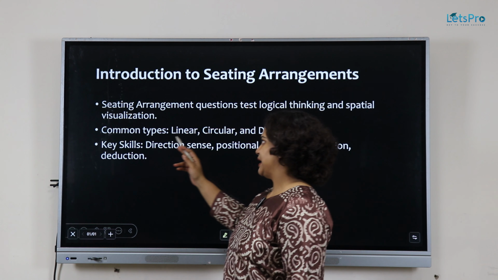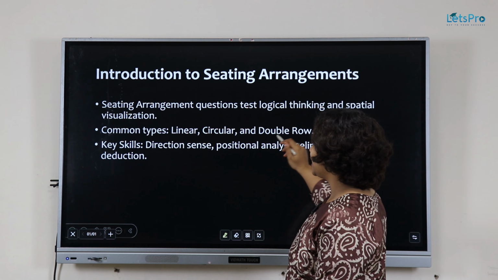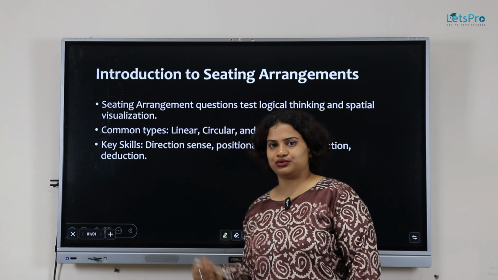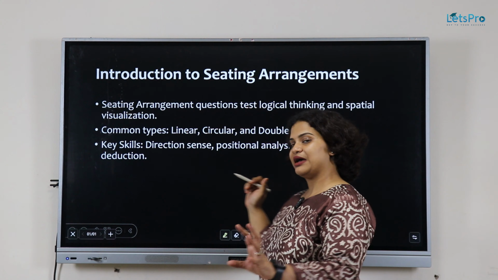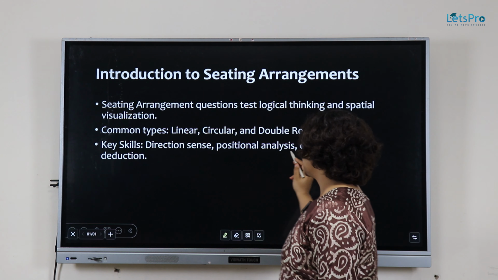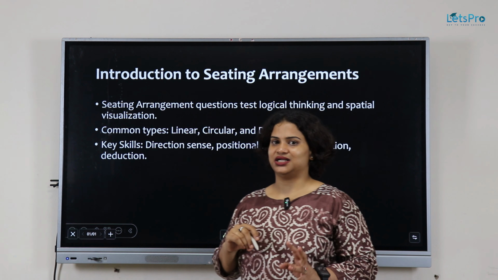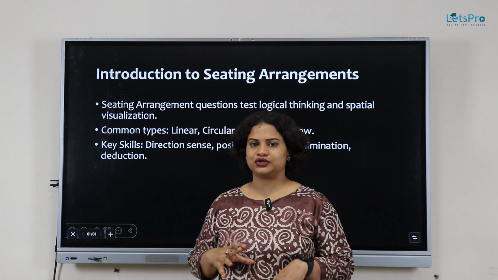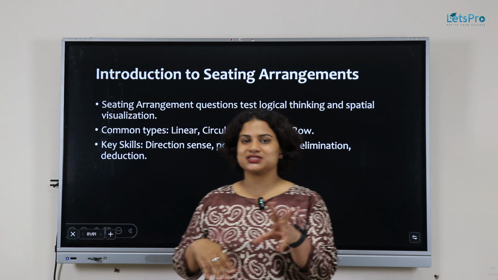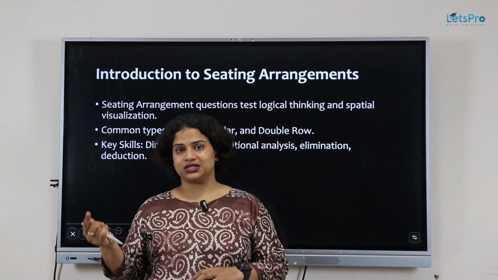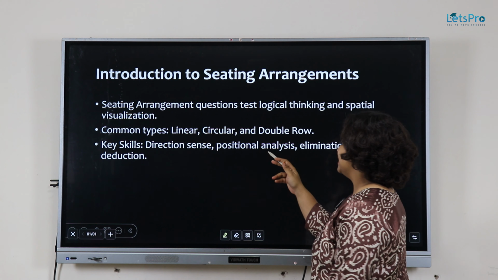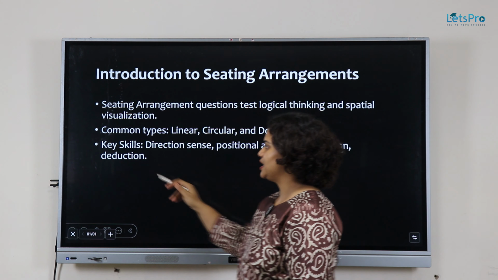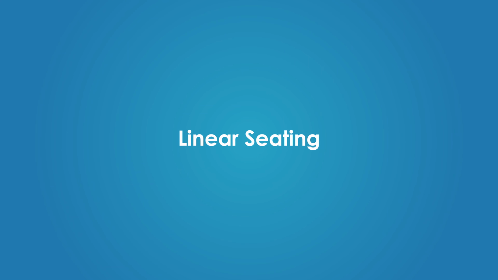So what are the common types? There is linear, there's circular, and there's double row. I'll teach you as and when it comes, right? What are the key skills required here? You need to have direction sense, positional analysis, elimination and deduction, because there are a lot of things given to you in the question. You need to focus on certain things only. So what are those certain things? That is something that is required. That is why they have told you analysis, elimination and deduction.